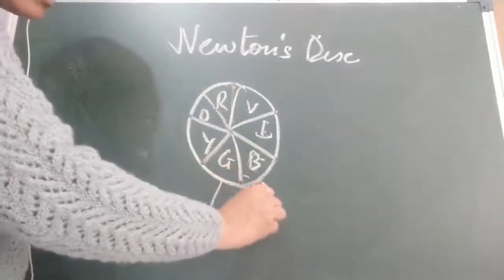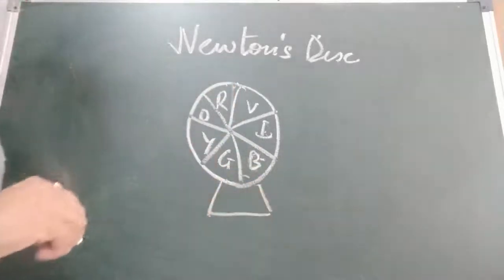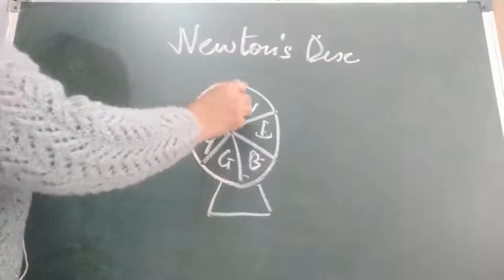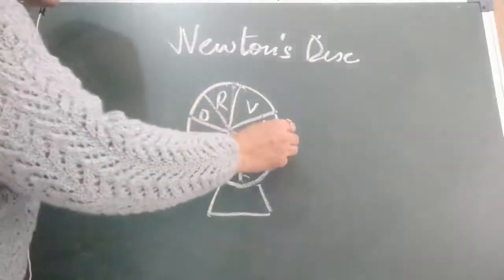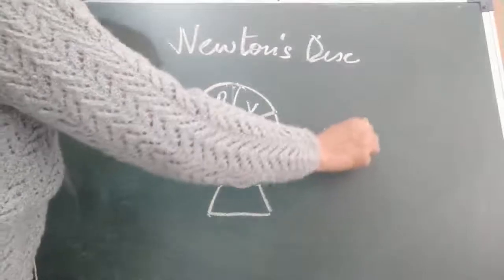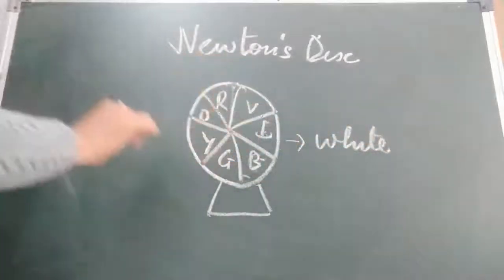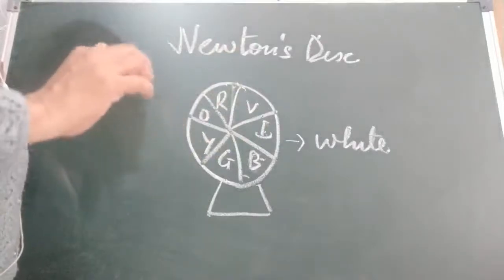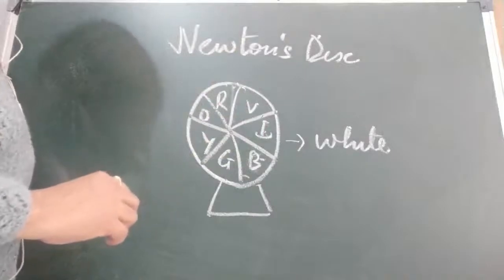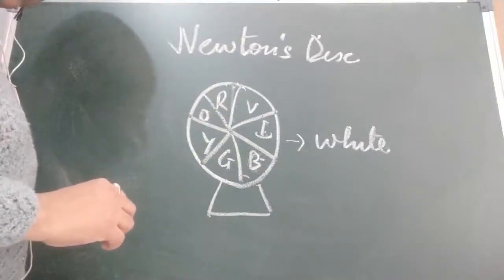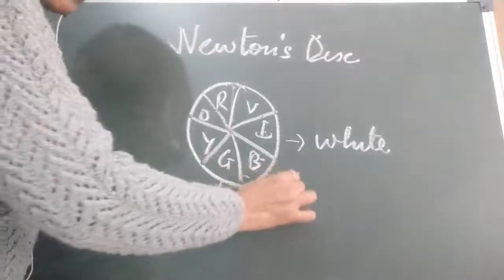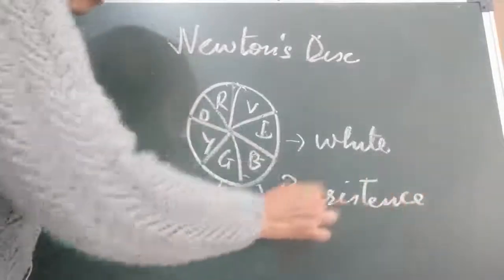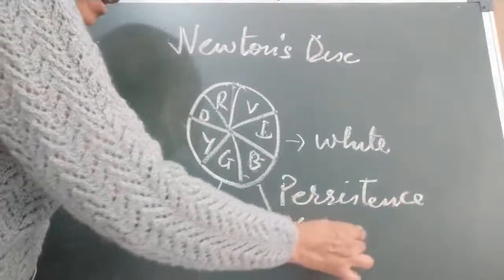Now you are going to fix it on any stand. One thing you do: when you rotate it very fast, what happened? You cannot see these colors separately. This disc will look white. Why? Because all these colors are going to merge. It seems they are merging. Why? Because of our eyes. There is a property of our eyes called persistence of vision.